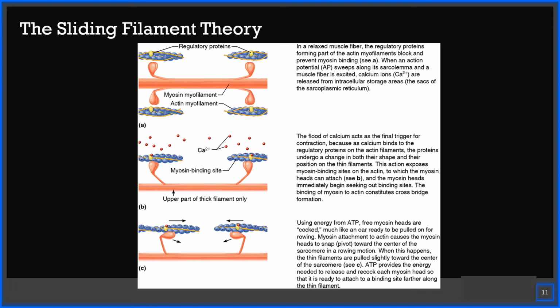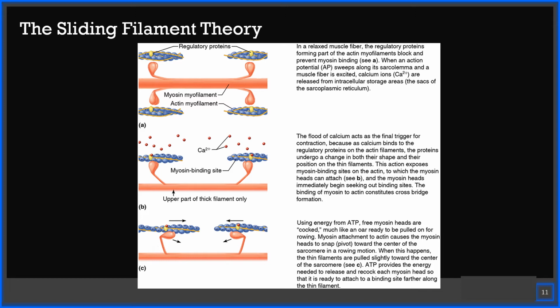Now let's talk about the sliding filament theory. So we just talked about the events that happen at the neuromuscular junction that lead to an action potential. Now we'll describe excitation-contraction coupling, which is the combining of what just happened with what's about to happen, and the cross-bridge cycle, during which myofilaments overlap to a greater degree in sarcomeres and the whole muscle shortens.